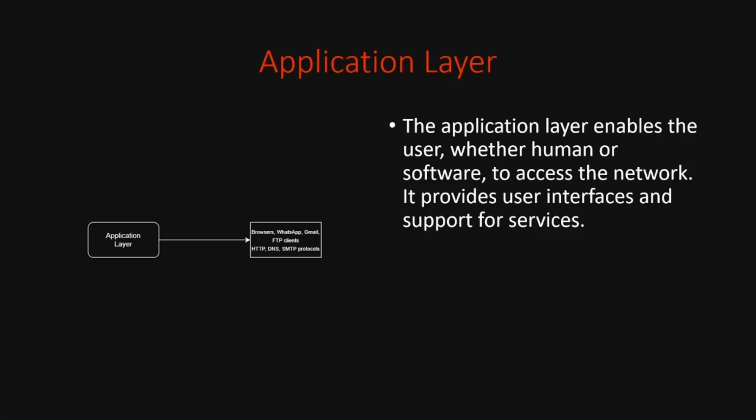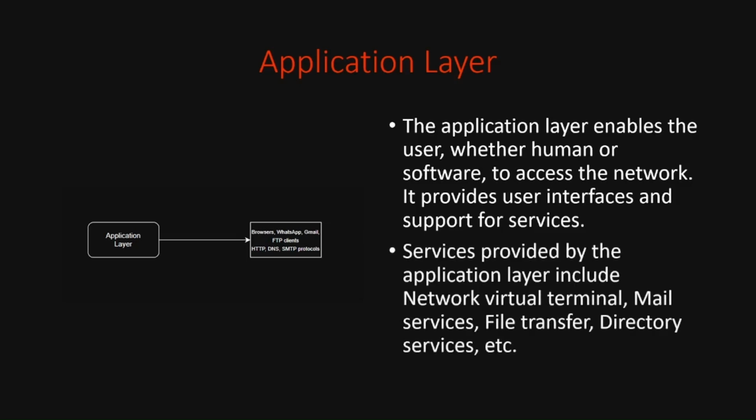This layer also provides user interfaces and support for services, the things we rely on constantly without even realizing their complexity. And these services include some of the most familiar ones: network virtual terminals, mail services, file transfer, directory services, and many others. Whether you are sending an email, downloading a file, looking up a server, or operating a remote session, this is the layer making it happen. The application layer is the final stage of the journey, the point where the magic of networking finally meets the user.